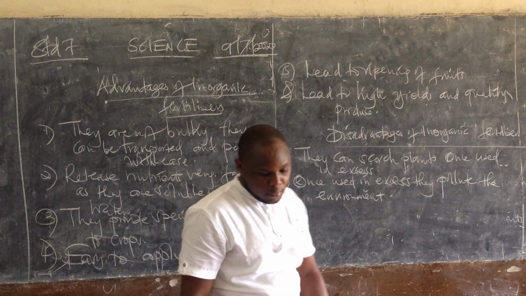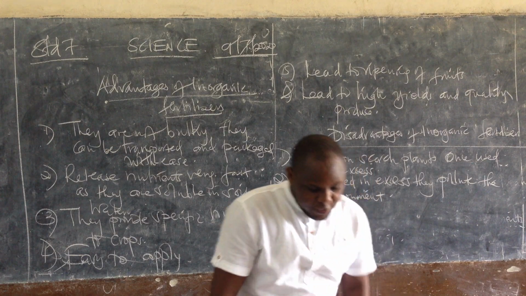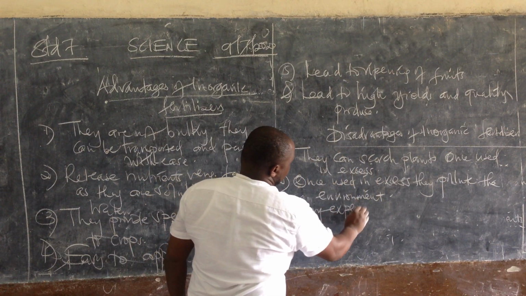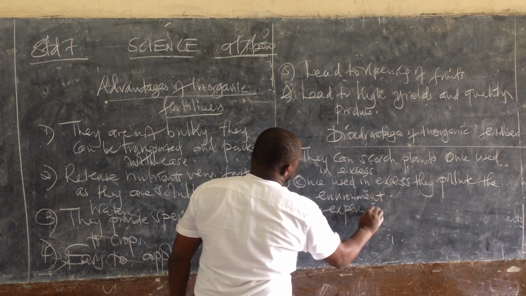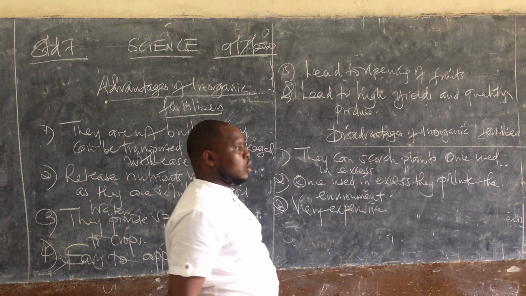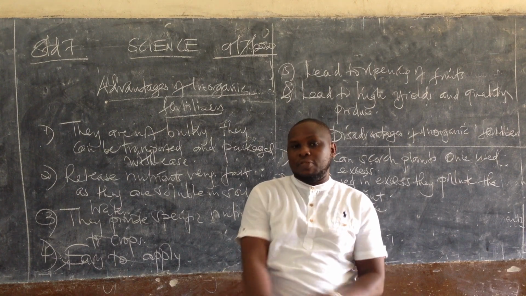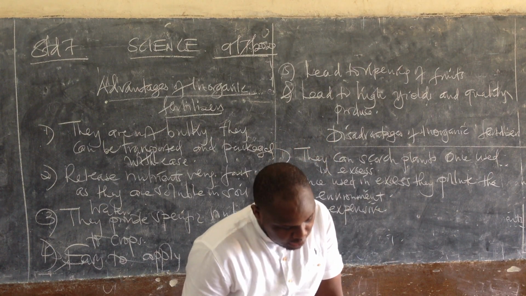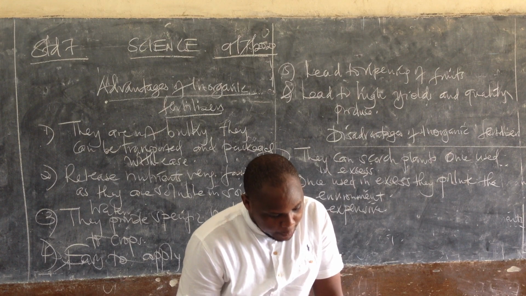Number three, they are very expensive to buy. You can get a kilo at around 40 shillings, and for that small scale farmer, this is not easy to acquire. So they are very expensive in terms of buying.